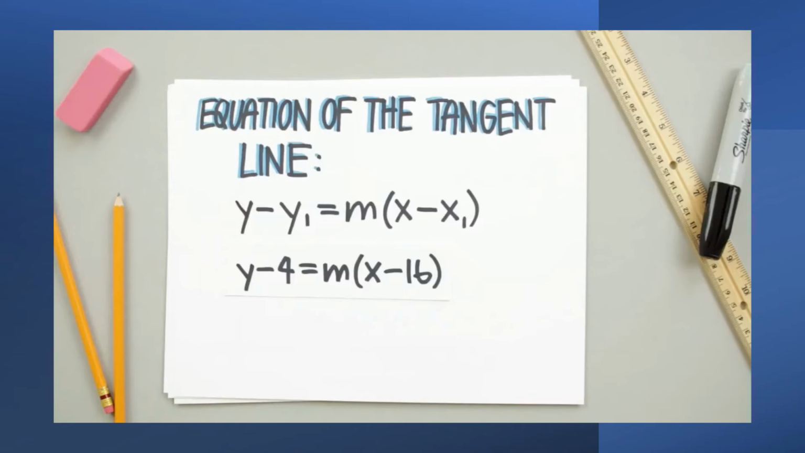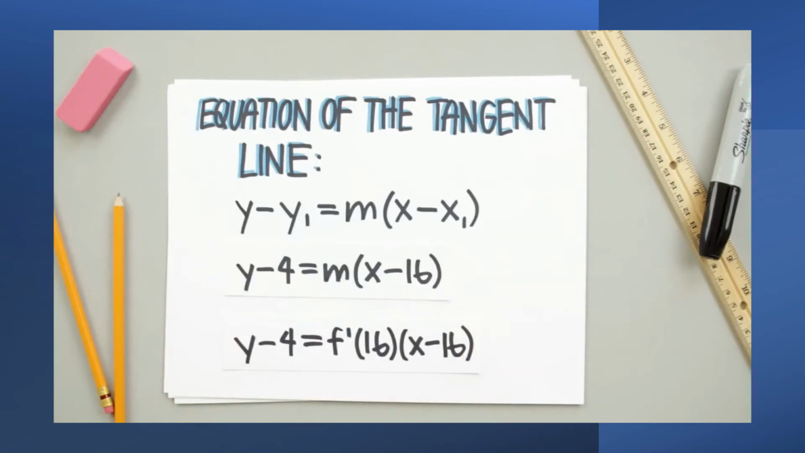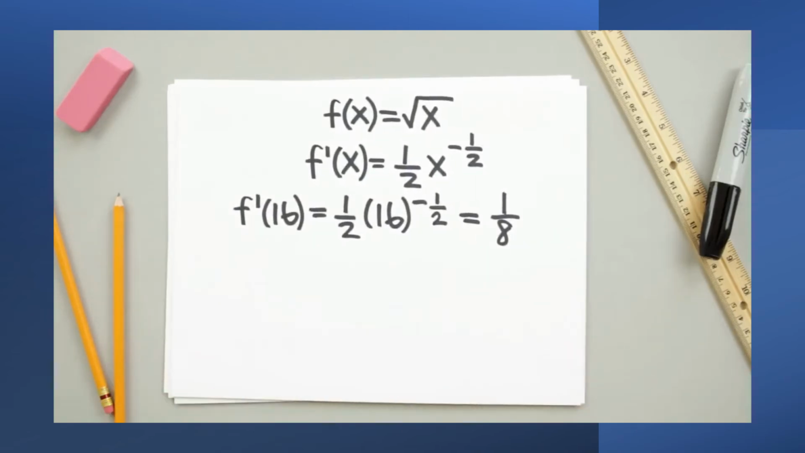And how do you find the slope of the tangent line at a point? You evaluate the derivative of the function at that point. So the slope of this line is going to be equal to f prime of x1, or in this case, f prime of 16. The derivative of the square root function is equal to 1/2 x to the power of negative 1/2. So at x equals 16, the slope of the tangent line is 1/8.